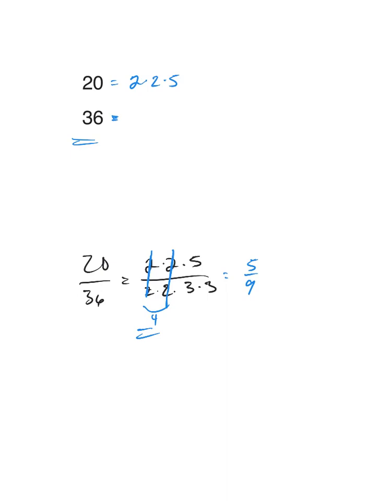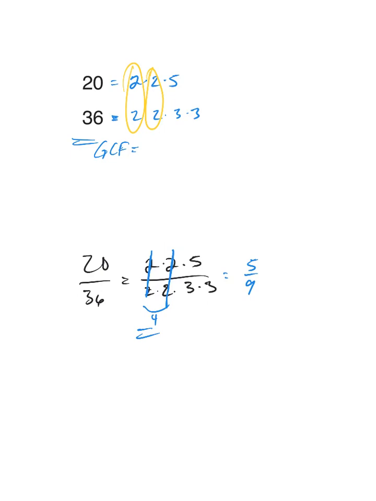So if I look, 36 on my sheet is 2 times 2 times 3 times 3. Again, like I said, we're going to circle what they have in common. So when I circle, they both have a 2 in common, and they both have another 2 in common. So when I'm looking for the greatest common factor, I'm just looking for the greatest common factor of these numbers.